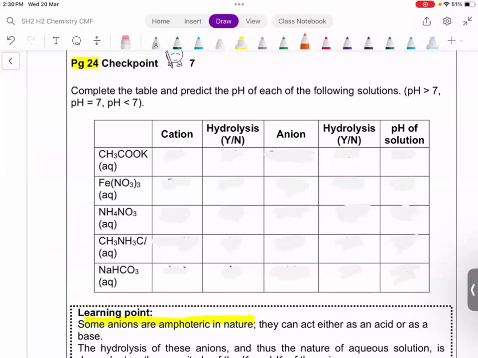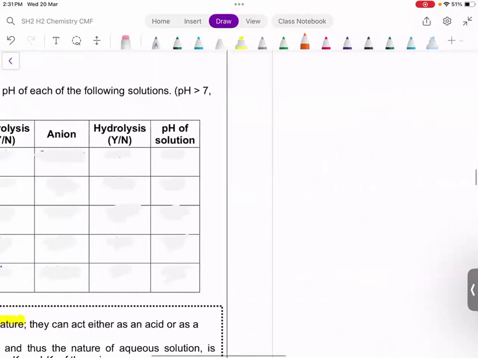Cation goes back. I want to find the parent. Why do you go backwards when it's a weak base? Why does it go back? Yeah, it does. It's an equilibrium.